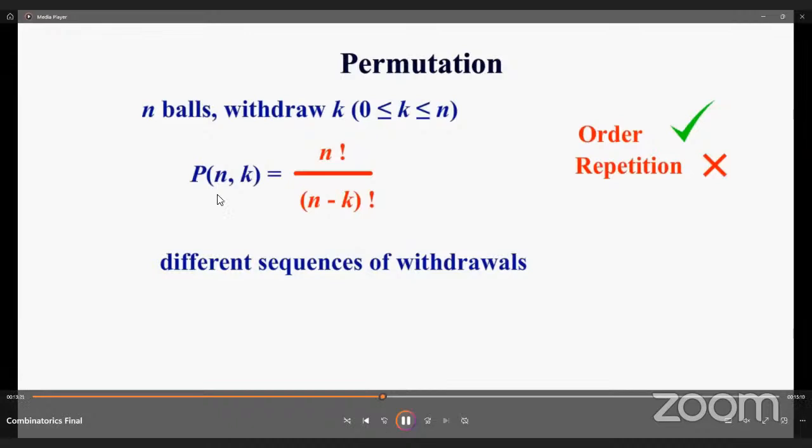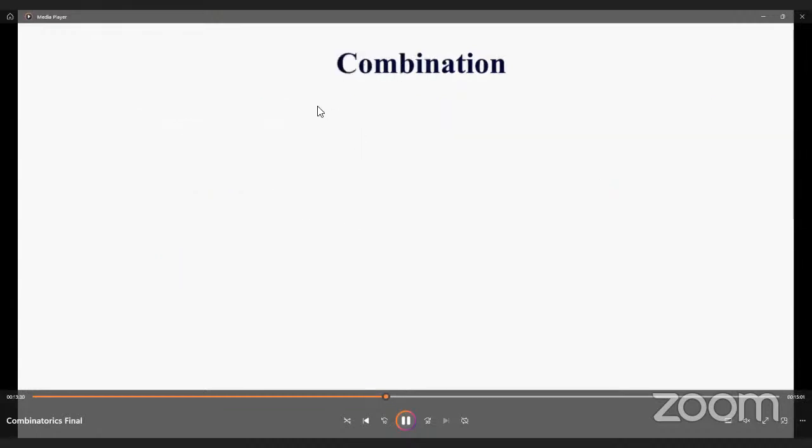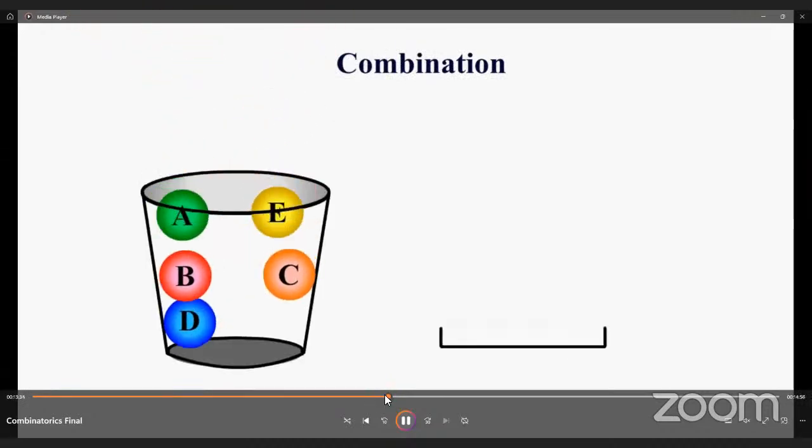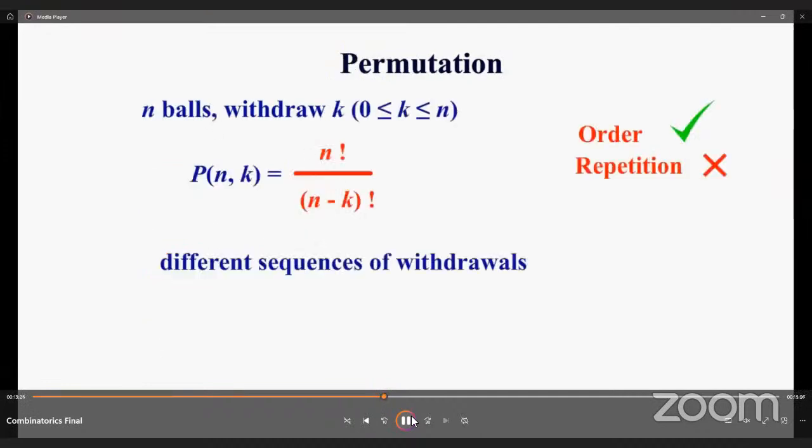So we call it P n k. That is n factorial, n balls, divided by n minus k factorial, k being the withdrawals. Okay, so that is the formula for permutation. Again, n is the number of balls, and k is the withdrawal. So you're looking for n minus k, not k, but n minus k. Okay, the next one.